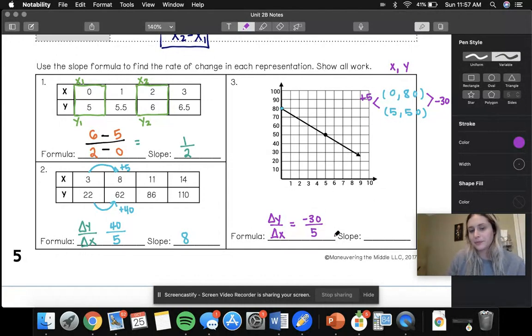Okay. Then if we simplify that, we should get negative 6. So our slope or our rate of change is negative 6, or negative 6 over 1.